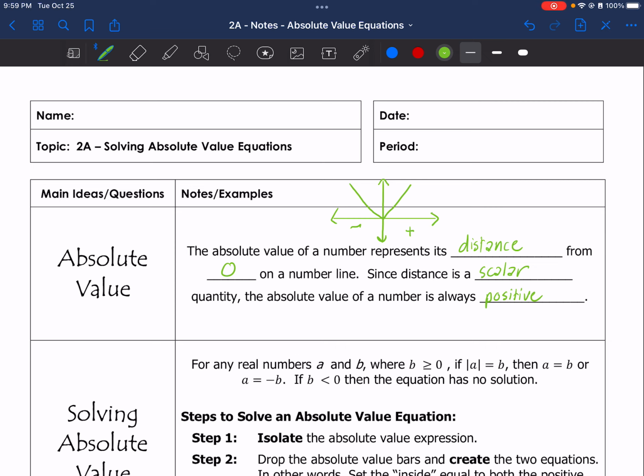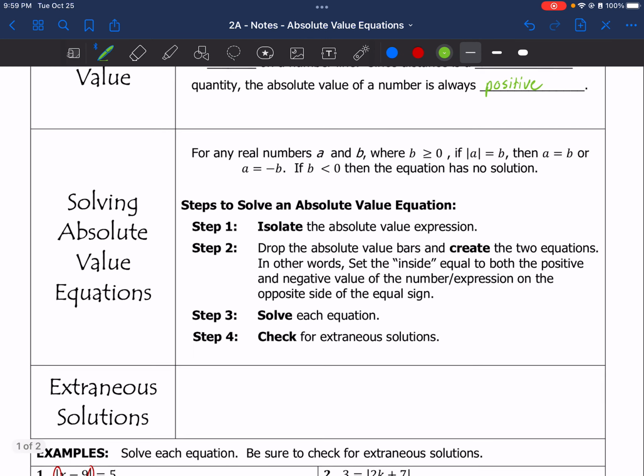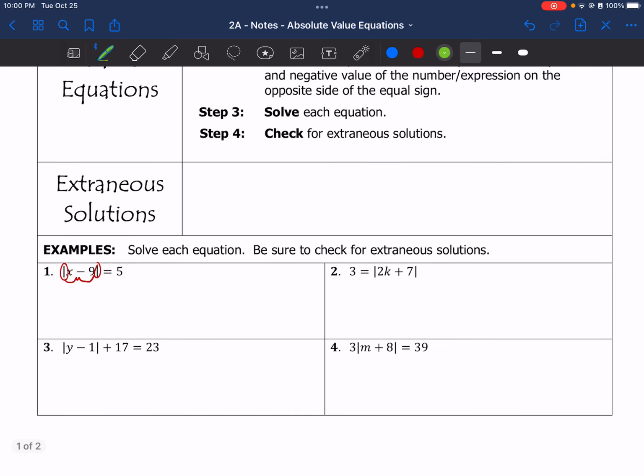So when we are solving absolute value equations, we're going to look for two solutions. Most absolute value equations have two solutions. One solution for the positive side of our number line or our graph, and one for the negative side of our number line in our graph. So let's use number one as our example. You have the notes here for solving absolute value equations, and we're going to go step by step.